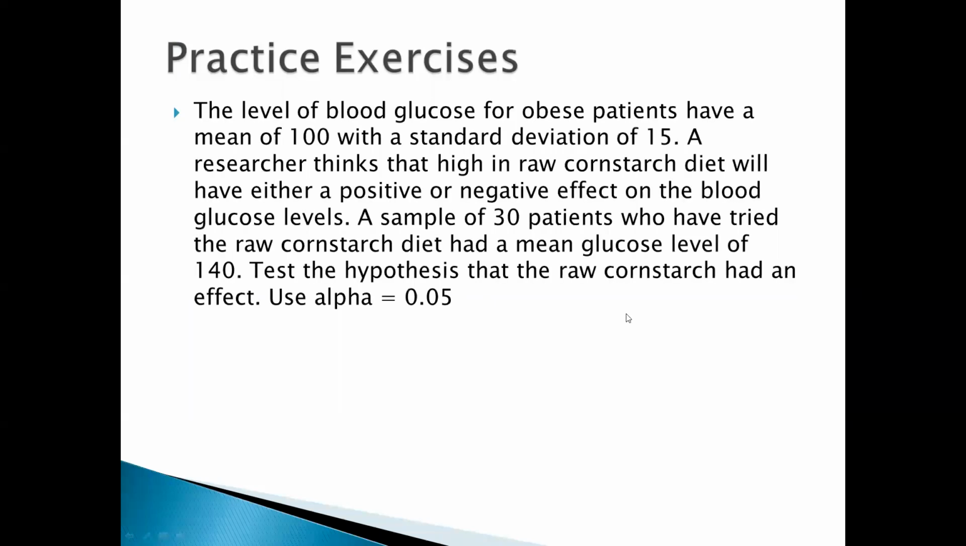The next, we have here the level of blood glucose for obese patients have a mean of 100 with a standard deviation of 15. Researcher thinks that high in raw cornstarch diet will have either a positive or negative effect on the blood glucose levels. So a sample of 30 patients who have tried the raw cornstarch diet had a mean glucose level of 140. Test the hypothesis that the raw cornstarch had an effect. Use alpha 0.05.